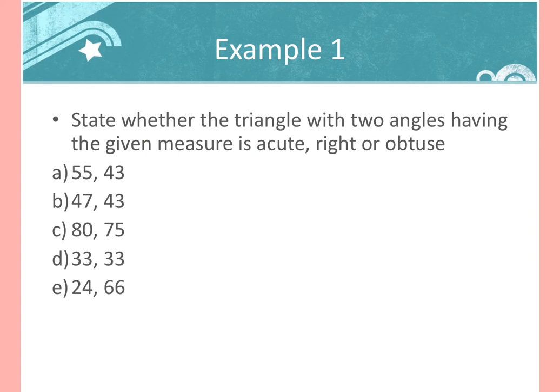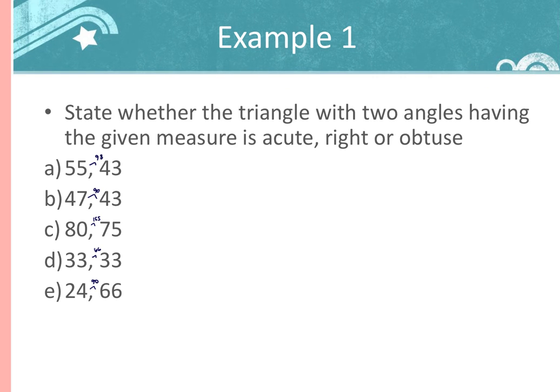All right, so this one just says, state whether the triangle with the two angles having the given measures is acute, right, or obtuse. So for each of these, what do you need to do first? Add them and subtract from 180. And then based on what you get, you would determine if it's acute, right, or obtuse. Go ahead and work them out.